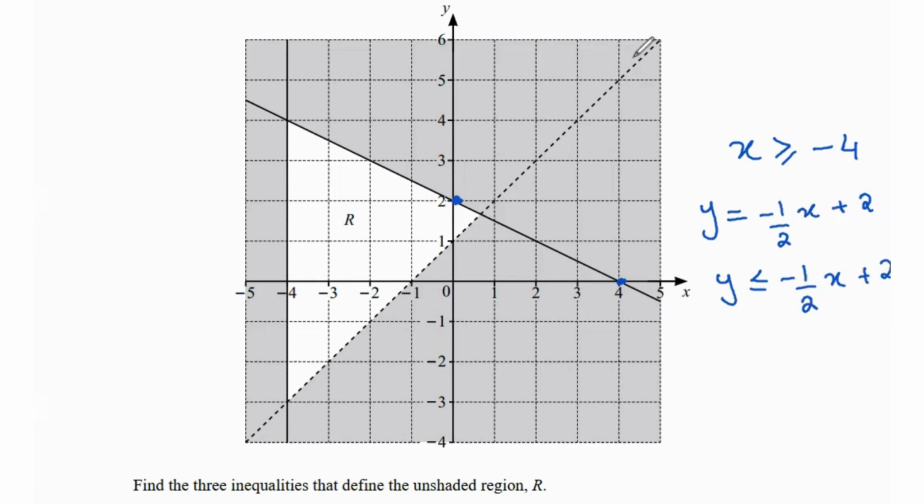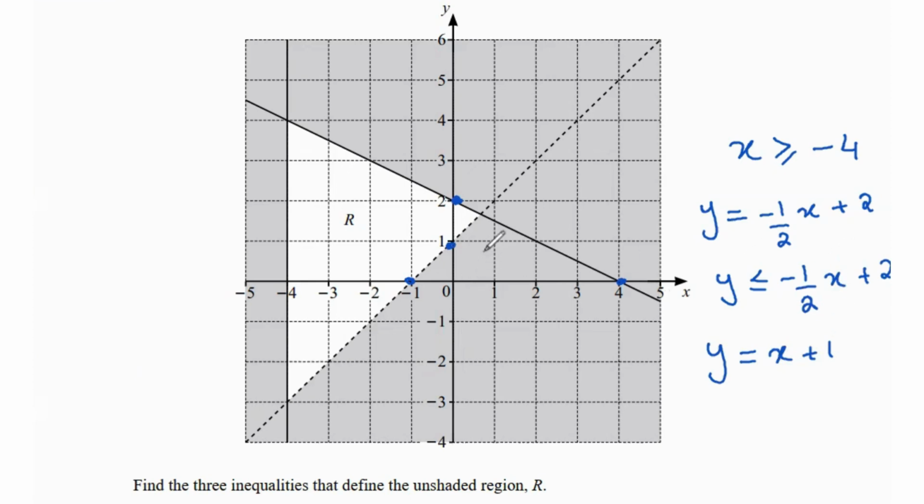And then for the third inequality, now it's a dotted line. So a dotted line means that it's not going to be equal to. It's just going to be either greater than or less than. So for this one, our equation is going to be y equals x plus 1. Why? Because if we look at the graph, this is one point, this is another point. So rise over run is 1. So that's your gradient. And the y-intercept is 1. So y equals x plus 1.